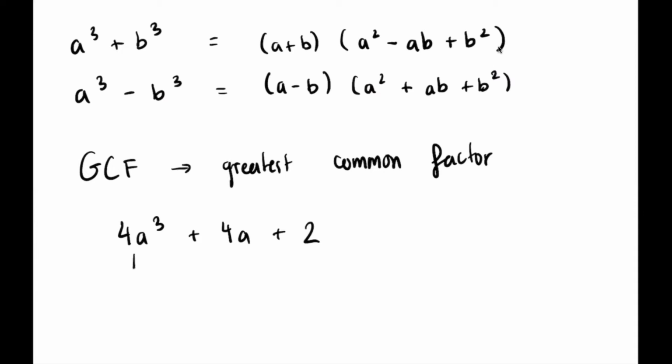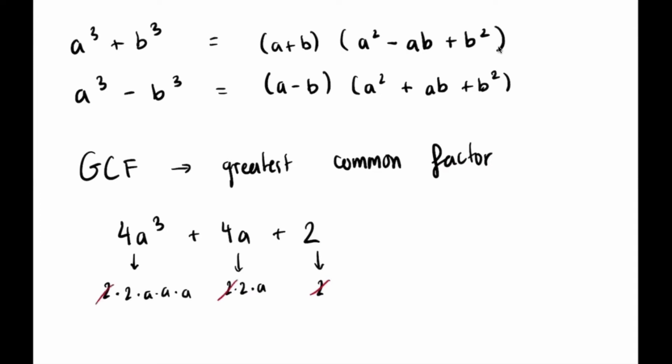So for this term, we know we have 2 times 2 times a times a times a. Here we have 2 times 2 times a, and here we have 2. These are the factors for each of the terms we have here. Now, the greatest common factor is the highest of the common factors between these terms. Here, the only factor that is common to all these terms is 2 in this case.